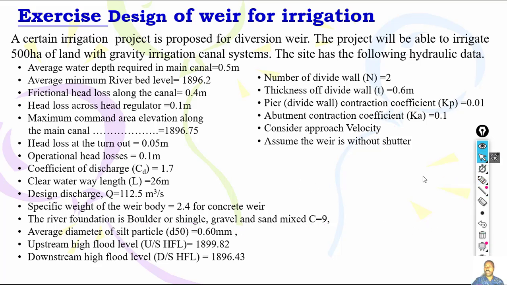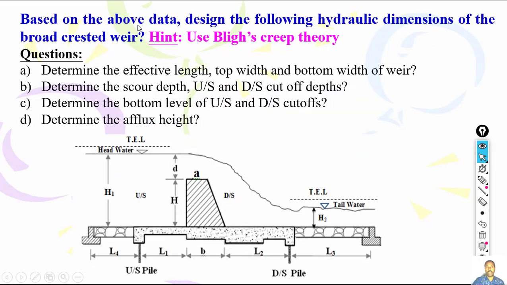Now let's see the solution, or what is required. Based on the above data, design the following hydraulic dimensions of the broad crested weir, and use Bligh's creep theory for different creep lengths, and also determine the effective lengths, top widths, bottom widths of weir, determine the scour depths, upstream and downstream cutoff depths, determine the bottom level of upstream and downstream cutoffs, determine the afflux height, and also thickness of downstream weir. So this is the weir without shooter.